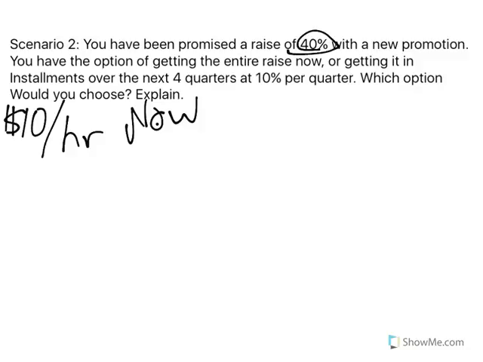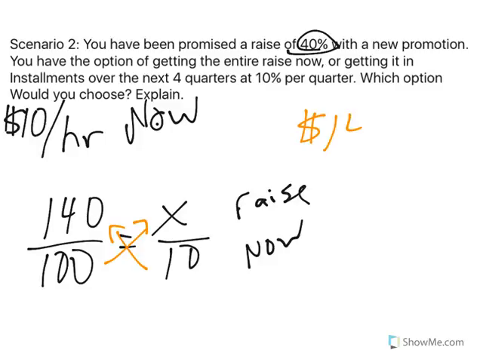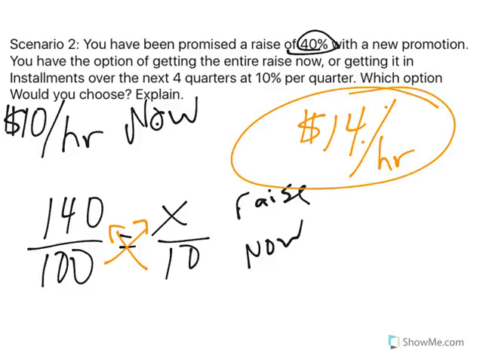So if you take the 40% raise right now, well, 140%, this is 10, right? Because this is with the raise, and this is now. If we cross multiply and then divide, after the raise, you're going to make $14 an hour. And that's not bad, right? That's pretty sweet. So you get the raise, boom. Right now, you're making $14 an hour. Great.